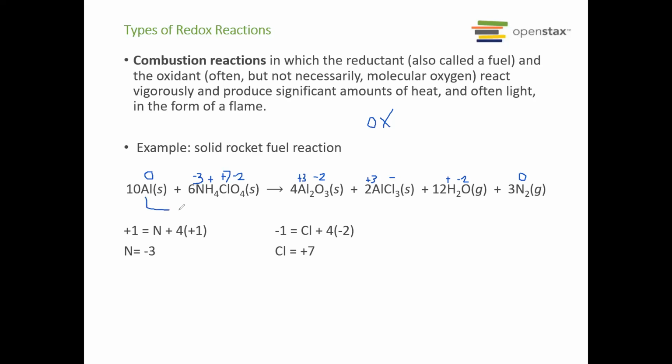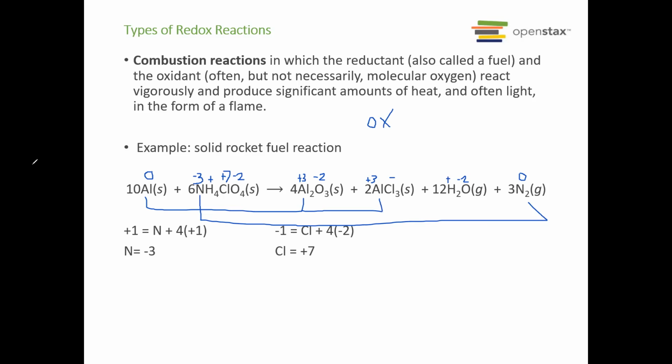We look at aluminum going from 0 to +3. So it's in 2 different compounds on the right-hand side, but in each case, it has an oxidation number of 0 to +3. So it's losing those electrons, becoming more positive. And then if we look at nitrogen as well, going from -3 all the way to 0. So it's also becoming more positive, losing electrons.